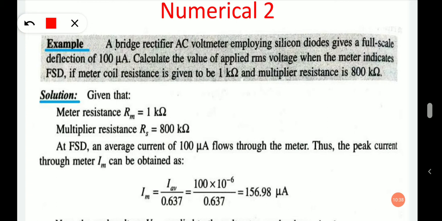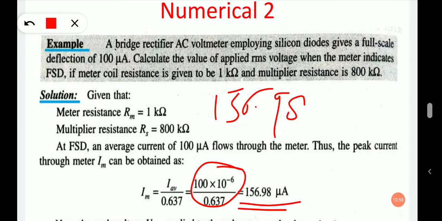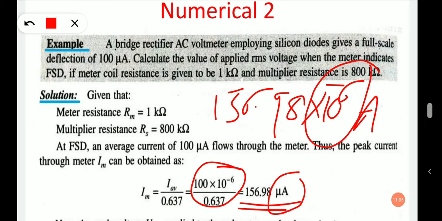I average is 100 microampere, that is 100 into 10 raised to minus 6 ampere upon 0.637. So if we calculate this, we will get 156.98 into 10 raised to minus 6 ampere. Here instead of 10 raised to minus 6 we are writing microampere. So this is the value of peak current through the meter.